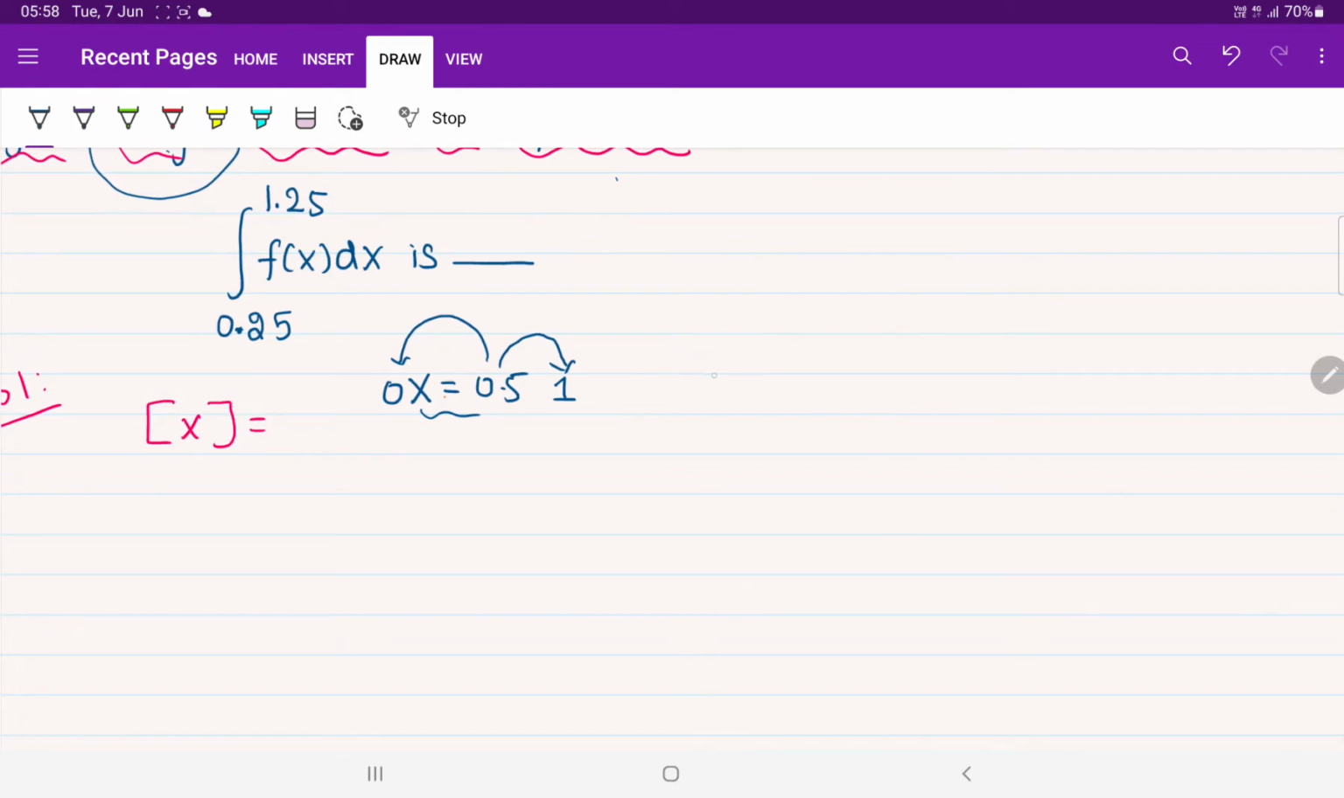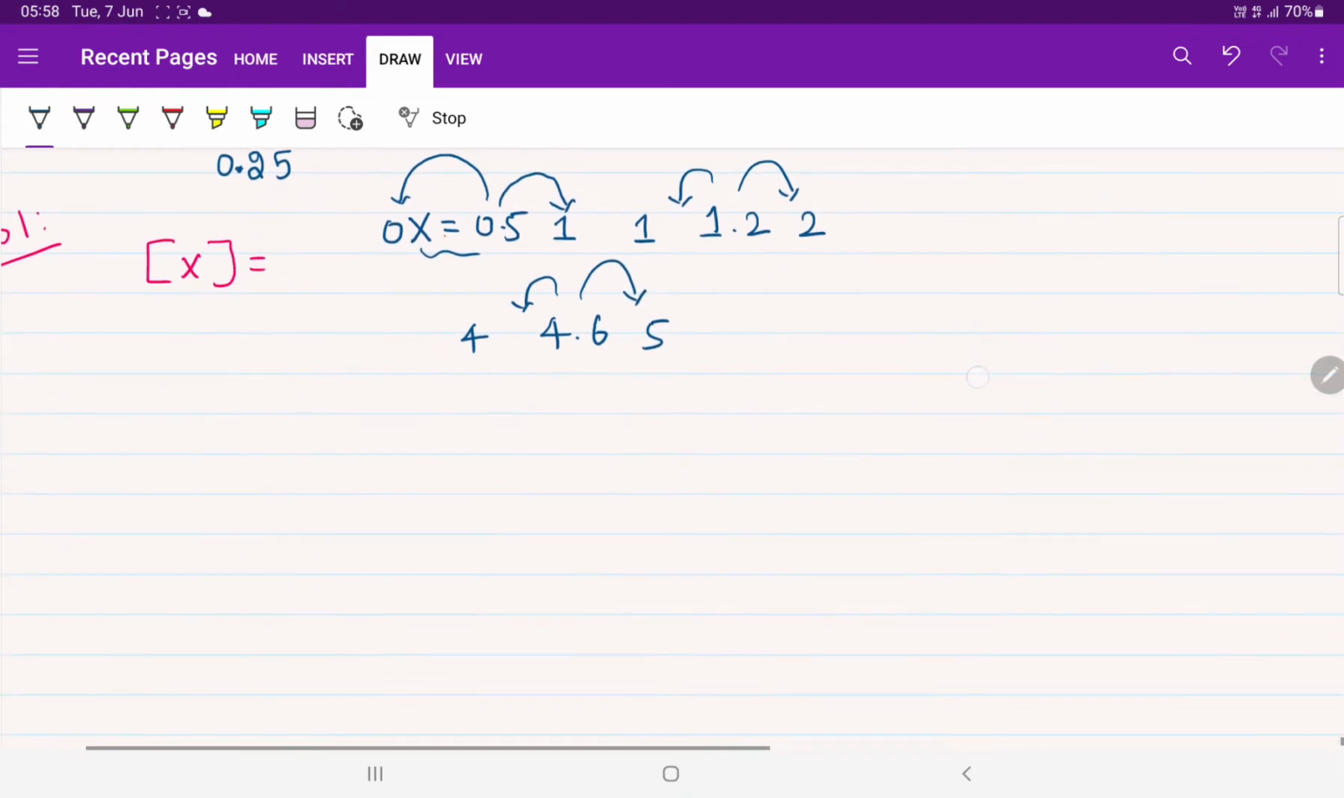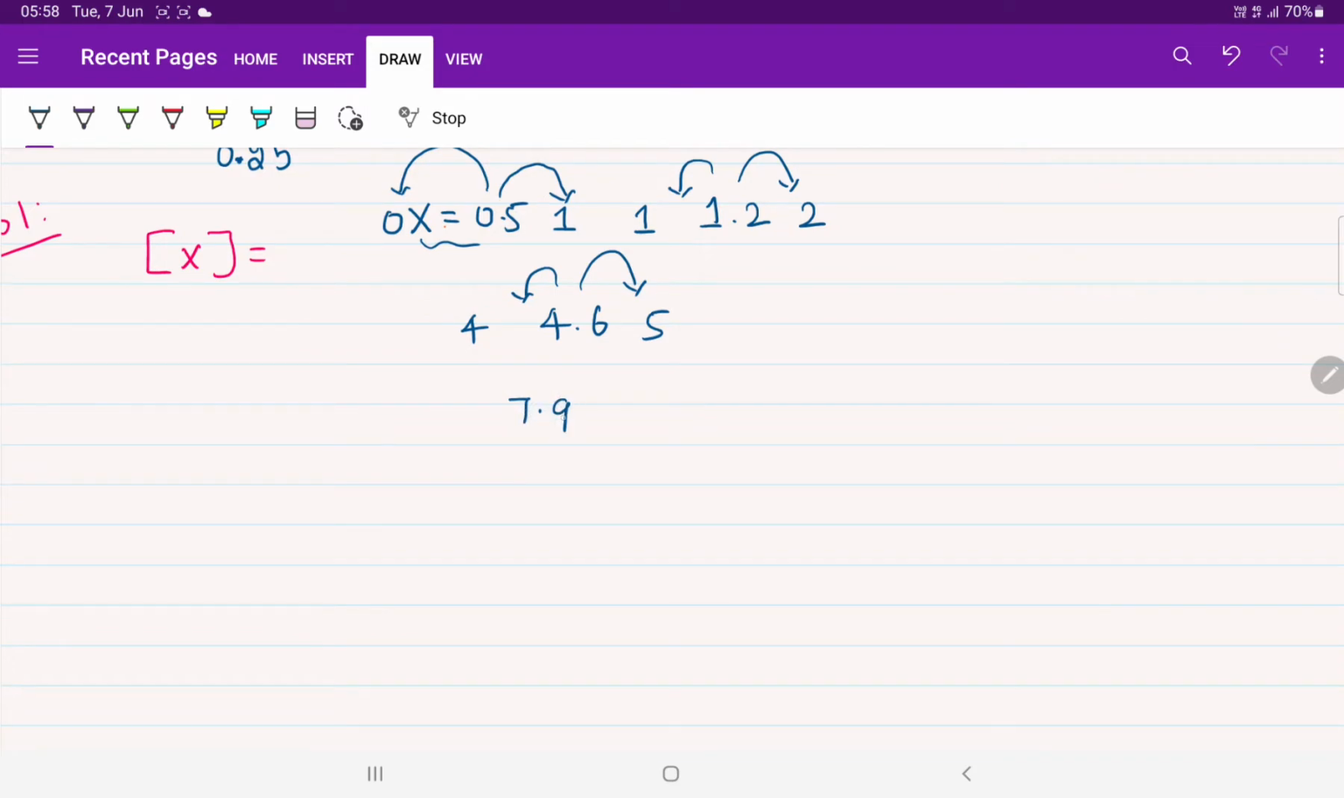Suppose I am taking x equal to 1.2. Tell me the nearest integer values on the left and right hand side. On the left hand side the nearest integer value is 1, on the right hand side it is 2. Suppose the given value is 4.6, tell me what will happen. Left hand side the nearest integer value is 4, right hand side it is 5. Suppose the given value is 7.9, what will you tell? Right hand side nearest integer value is 8, left hand side nearest integer value is 7.